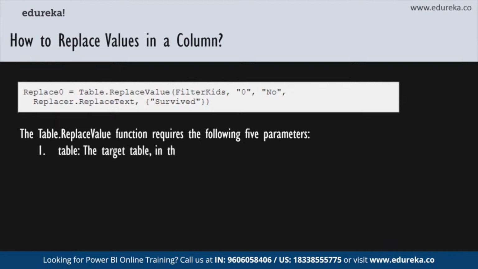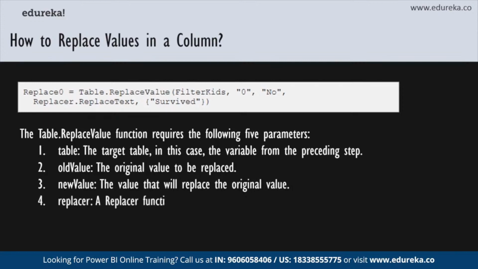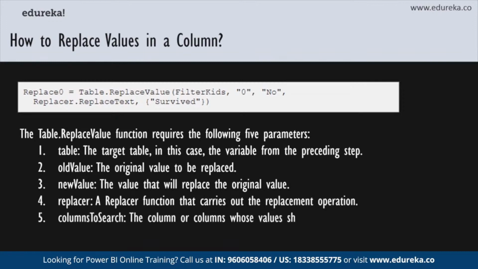Now, the table replace value function requires 5 parameters in total. First, you have the table, which is the target table, in this case, the variable from the preceding step. Second, you have the old value, or the original value, which has to be replaced. Then you have the new value, which you will replace the old value with. Then you have a replacer that carries out the replacement operations. And finally, you have columns to search, the column or columns whose values should be replaced.